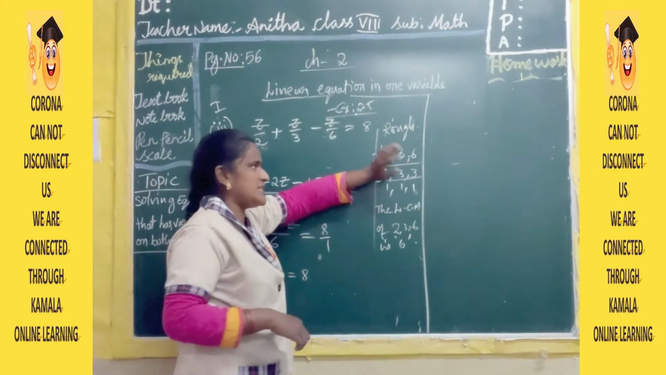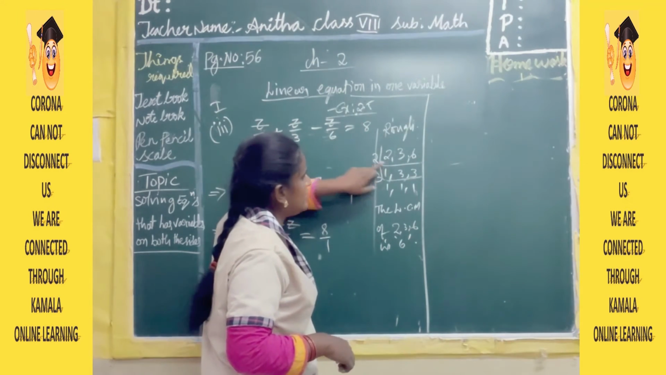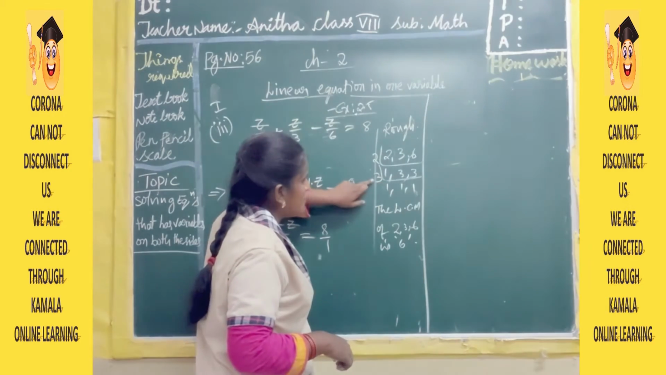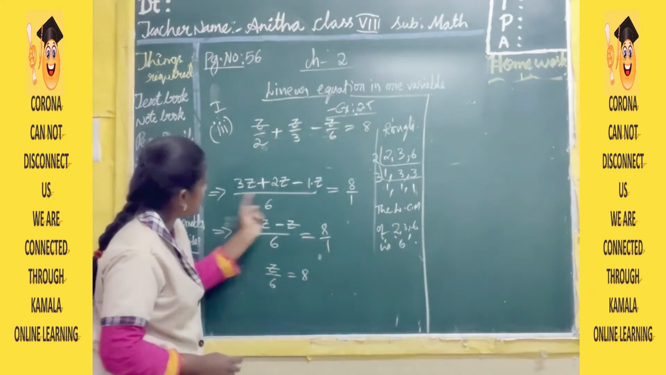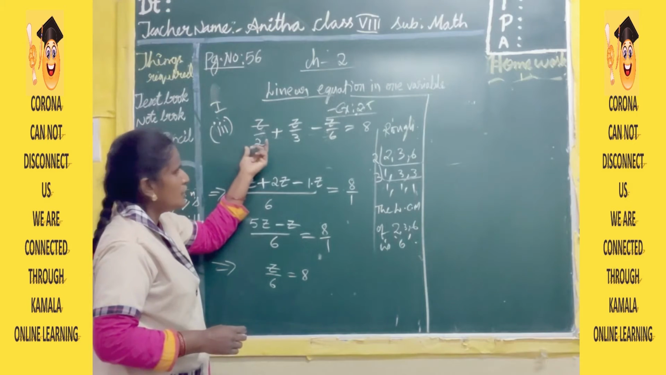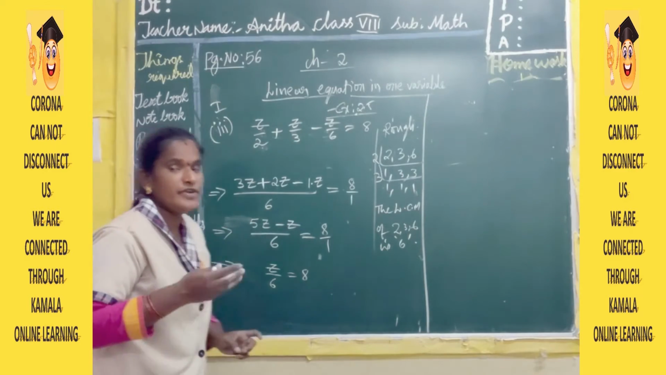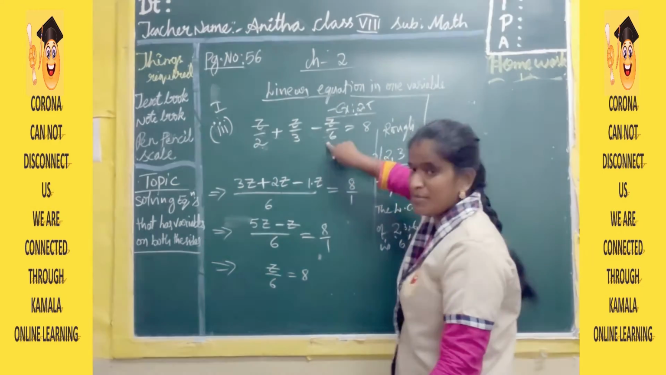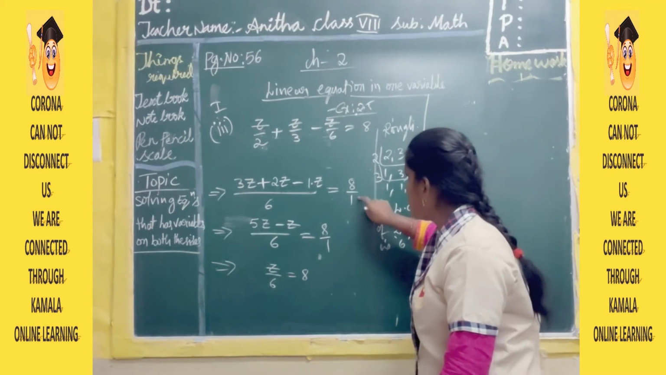I took 2, 3, 6 in the LCM factorization method. So 2 ones are 2, 2 threes are 6. Again in the 3 table, 3 ones are 3. The LCM of 2, 3, 6 is 6. So I took 6 here, and in the 2 table, how many times will 6 go? 2 threes are 6. Yes, the 3 into this numerator, plus in the 3 table how many times will it go? 2 times. So 2 into Z. In the 6 table only once. That's the reason 1 into Z is equal to 8, which can be written as 8 by 1.